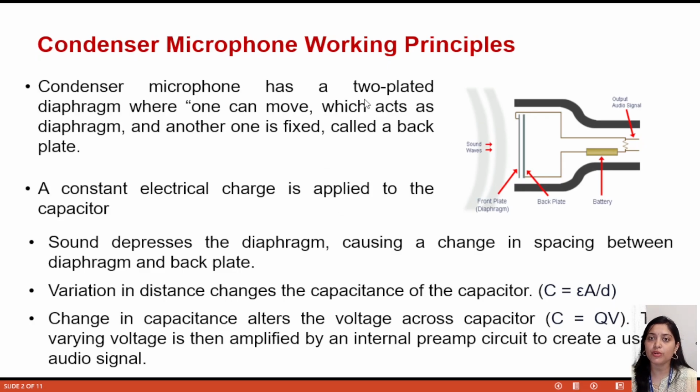A condenser microphone has a two-plated diaphragm where one plate can move, which acts as the diaphragm, that means this front plate, and another one is fixed, called the back plate. A constant electric charge is applied to the capacitor. I have already told you this battery is very important here, because without the battery it will not work. So with this battery, these two plates are positively and negatively charged.